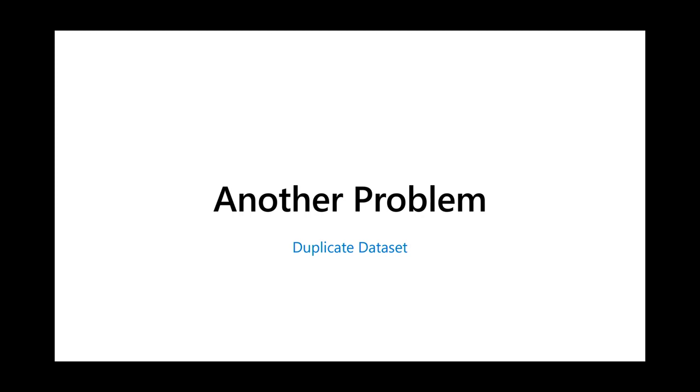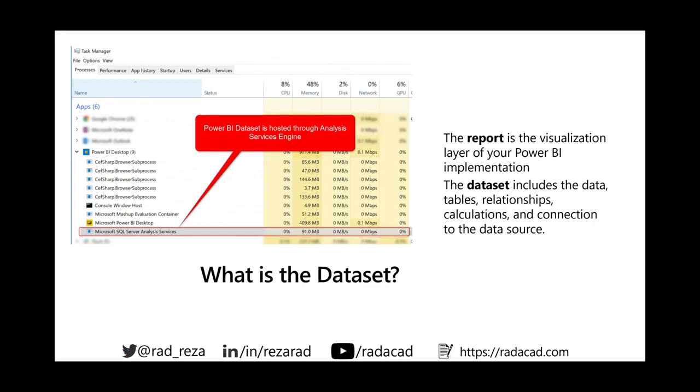I want to create a duplicate data set. Now, let's first talk about dataset, because still a lot of people don't know what the dataset is in Power BI, because it's quite an abstract concept. A Power BI file includes two objects. It's not what you see in a PBIX file. PBIX file is one object. Behind the scene, it's two objects.